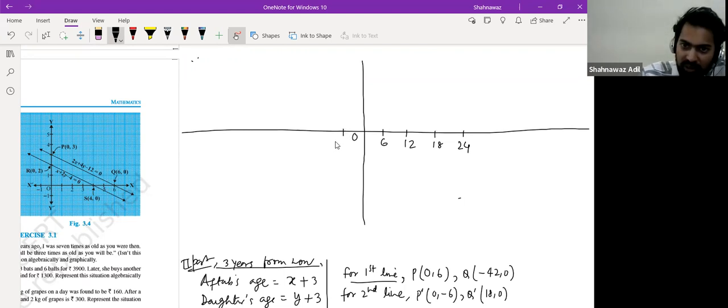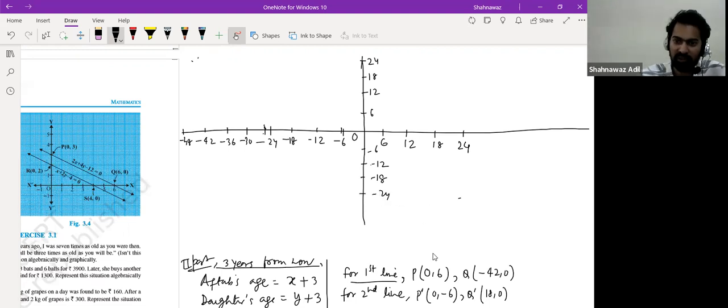So this is minus 6, minus 12, minus 18, minus 24, minus 30, minus 36, minus 42, and minus 48, right? And this is 6. We can take 2, 3, 4 here, but let's just take 6, 12, 18, and 24. This is minus 6, minus 12, minus 18, minus 24.